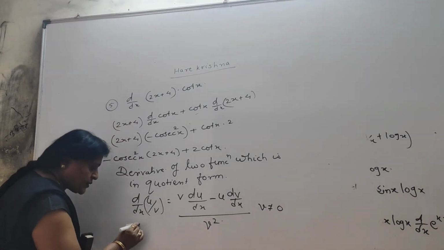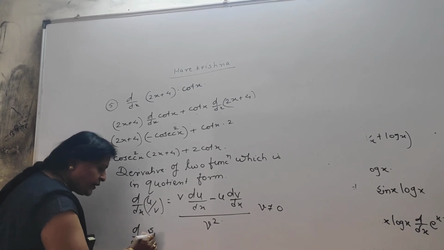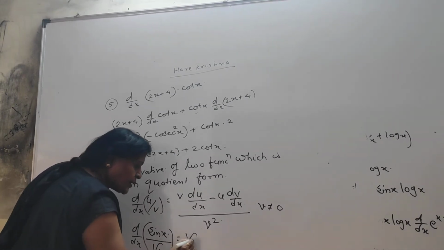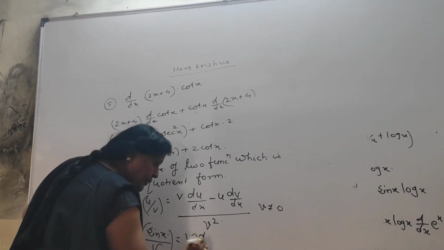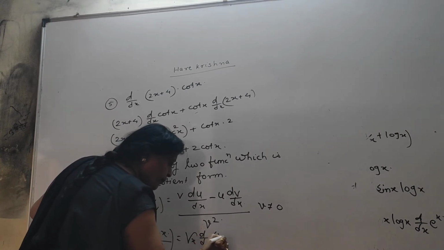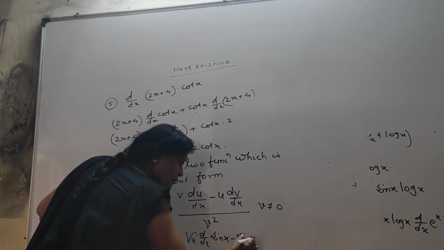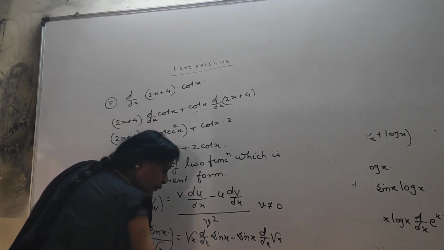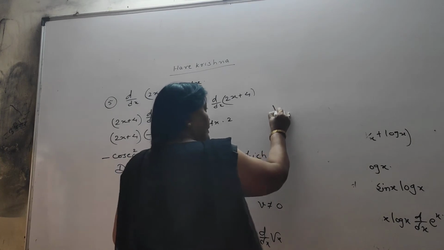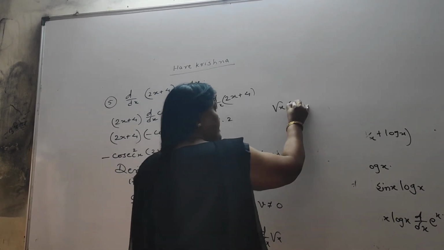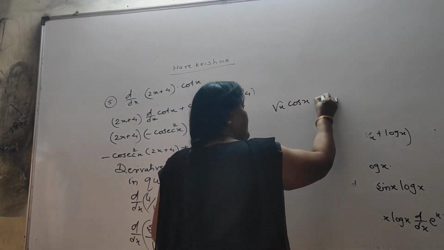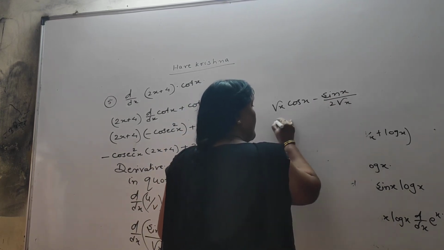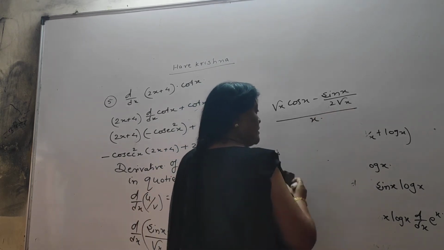Now take one more example, simple example. I will take sin x divided by root x. Here root x remain as it is, denominator remain as it is, d/dx of sin x minus sin x remain as it is, take d/dx of root x divided by root x whole square. Here again root x, the derivative of sin x, that is cos x, minus sin x remain as it is, the derivative of root x, that is 1 by 2 root x, divided by root x whole square, that is x.